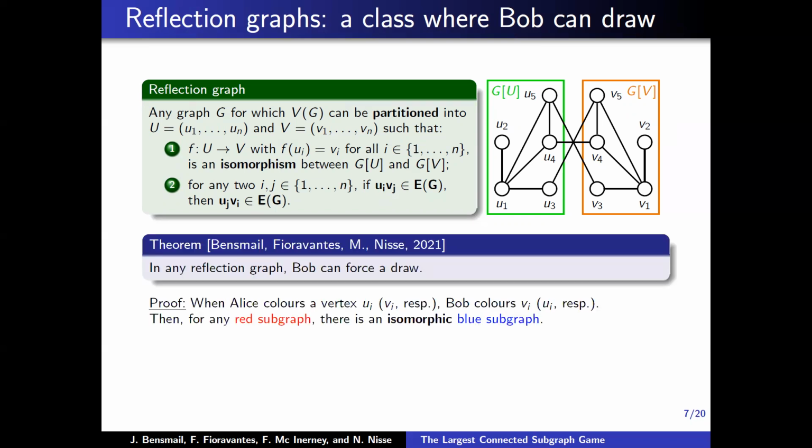And it's not too hard to see that Bob can enforce a draw on this kind of graph, because whenever Alice covers a vertex u_i, then Bob covers v_i, and vice versa. So Bob is always covering the image of the vertex Alice covered. And so for any red subgraph at the end, any connected red subgraph, there's an isomorphic copy that's a blue subgraph.